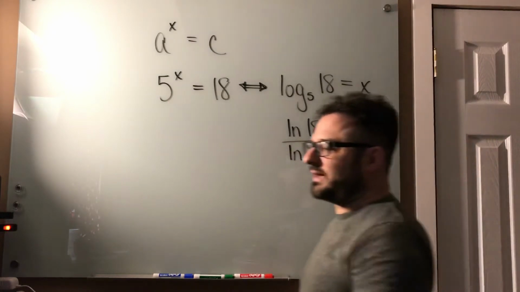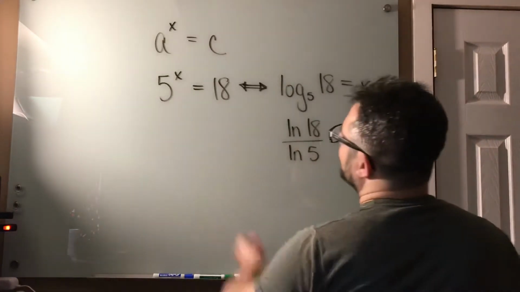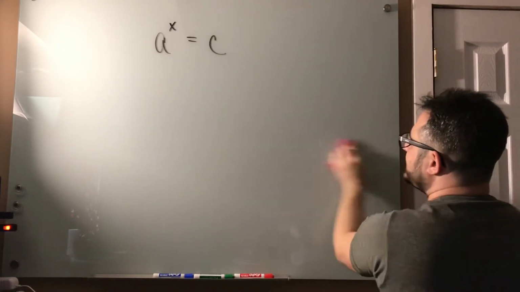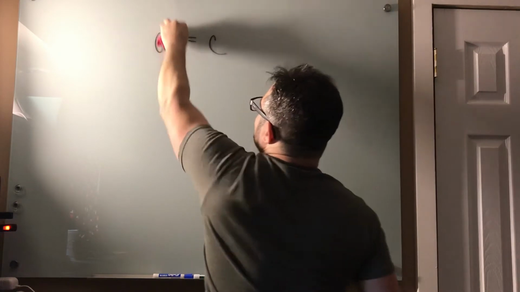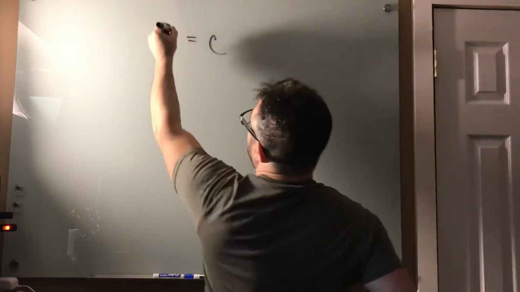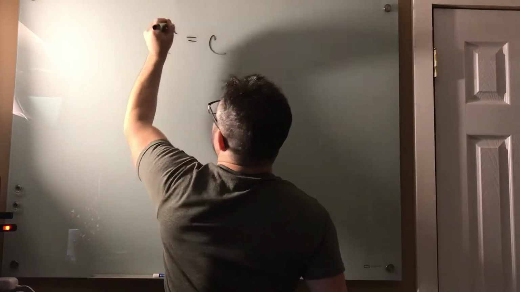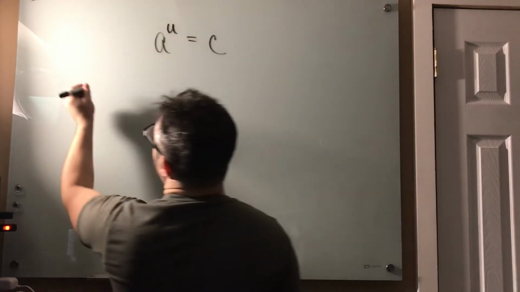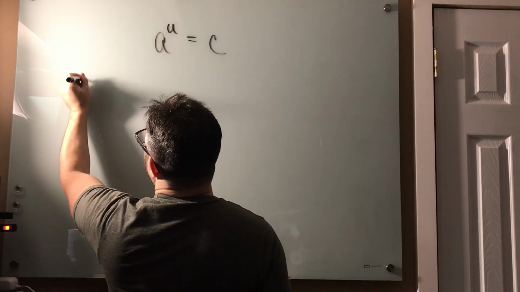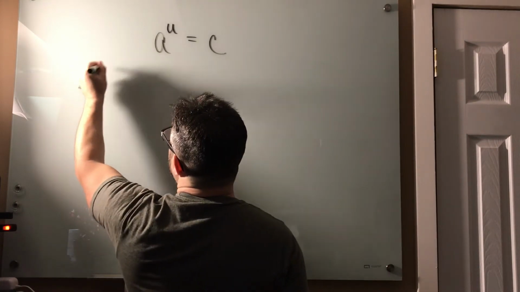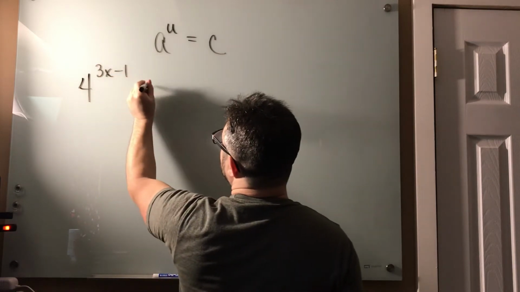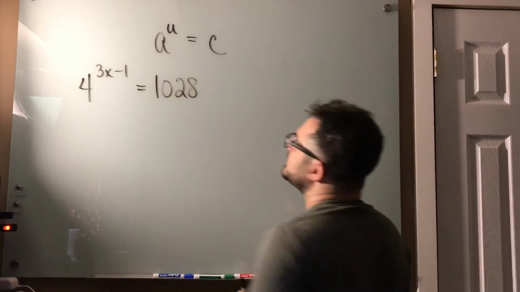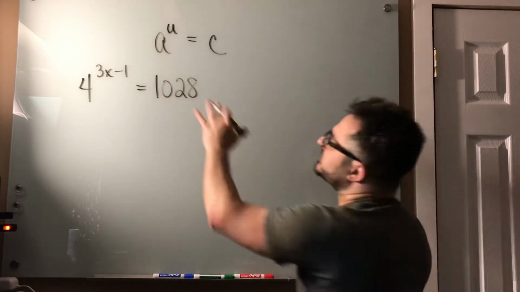So now let's take a look at another problem where that exponent expression is not quite so simple, where it's not just the plain variable, but it is instead some other expression. For example, suppose we're looking at 4 to the 3x minus 1 is equal to 1024.